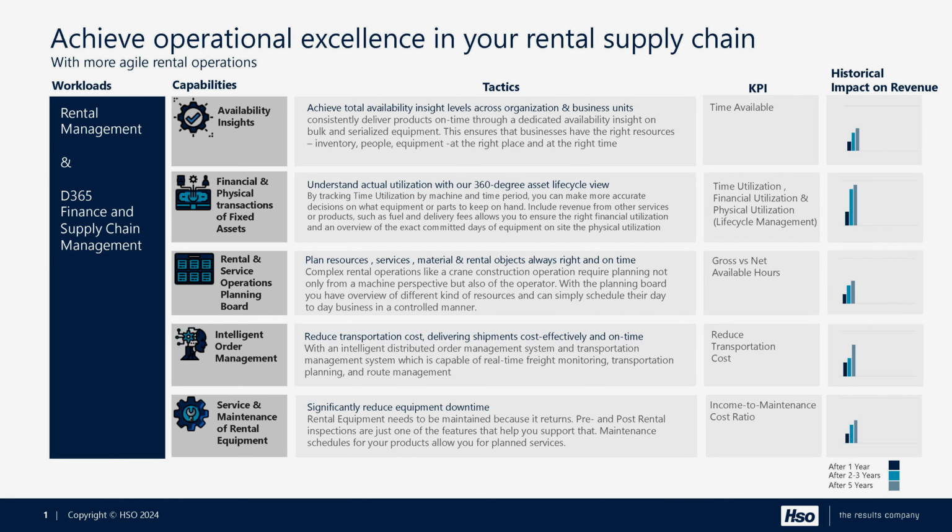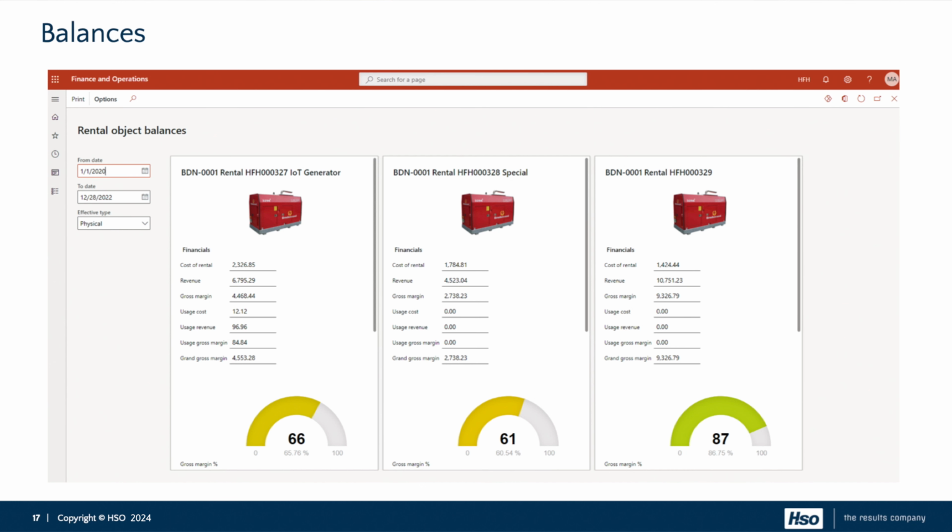The second capability is financial and physical transaction of fixed assets. Of course, you want to understand what is the performance of a rental object. How good am I writing it off? How much money am I making on it? The money basically follows the equipment. And therefore, we have insights for you that give you detailed capabilities and KPIs like my cost of rental, what has been the margin that I achieved, as well as we can place multiple objects next to each other so you can actually compare. And therefore, maybe based on availability, decide I'm going to rent out the one that hasn't utilized so well, and that allows me to improve my profits.